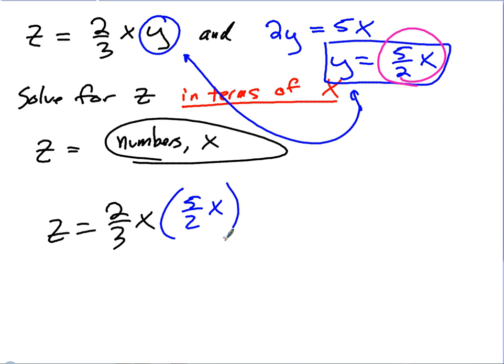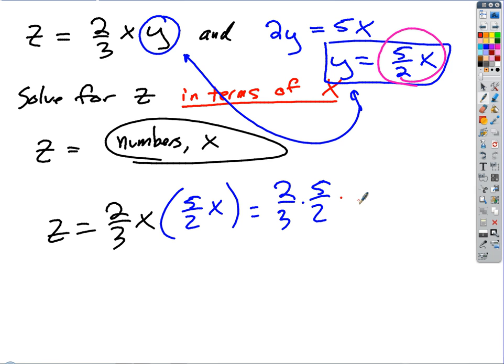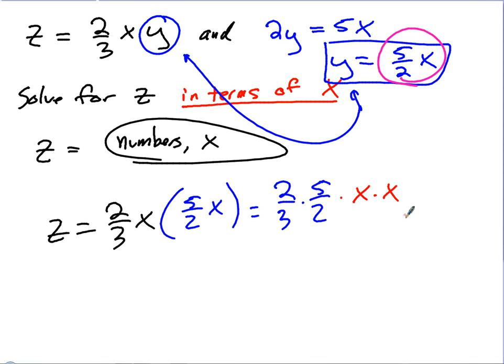How do I want to organize what I'm multiplying there? If I multiply a string of 4 things together, does it matter the order in which I multiply them? No. Doesn't matter, does it? I can swap those factors and put them in any order I want to. So why don't we do this? Why don't we group the numbers together? So I've got 2/3 times 5/2 times x times x.